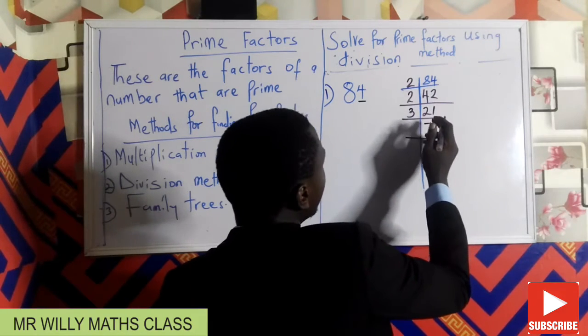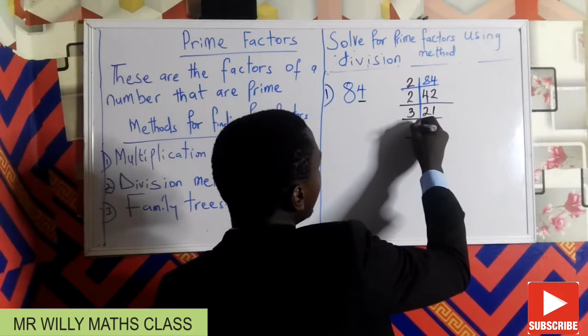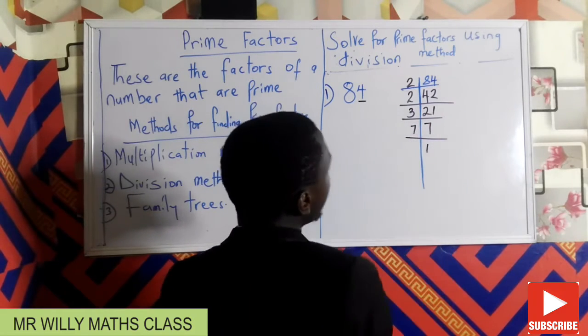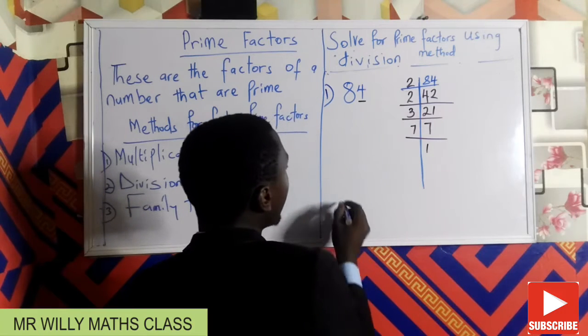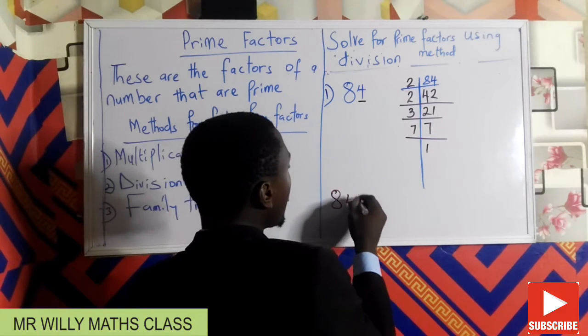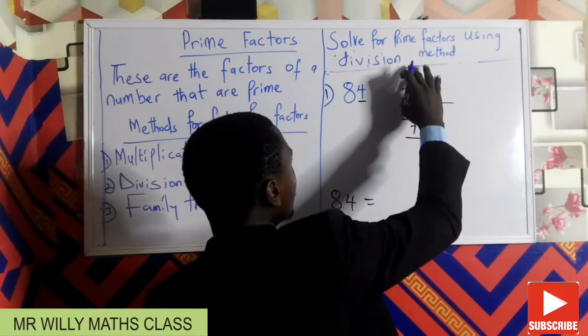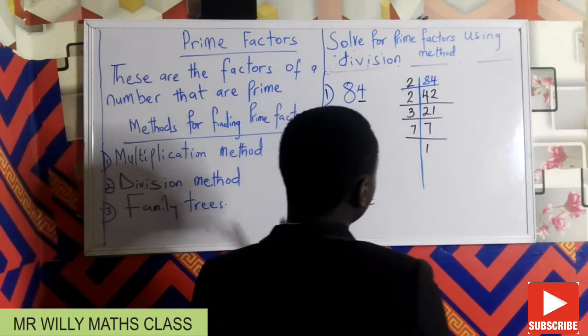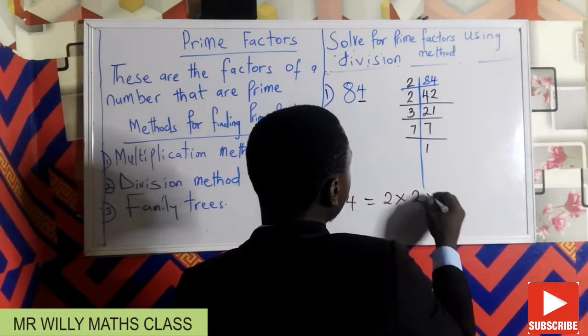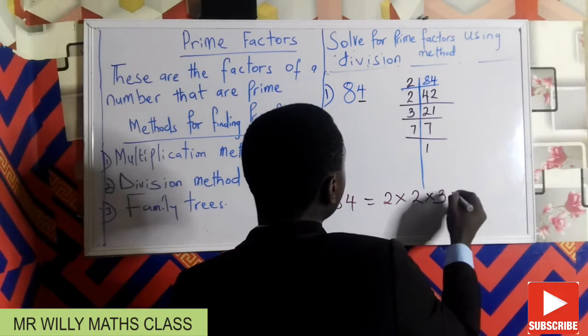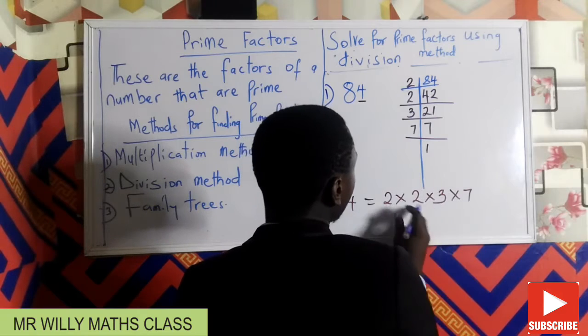Then, what number can divide 7 without a remainder? 7. 7 in 7 is 1. You stop when you get to 1. So the product of prime factors of 84, you write the numbers on your left hand side, which is 2. The product will be 2 times 2 times 3 times 7.